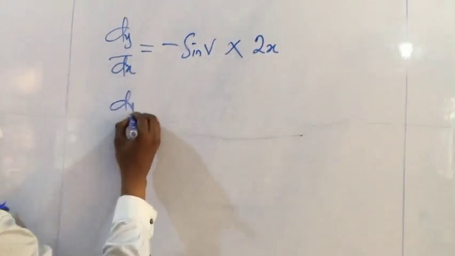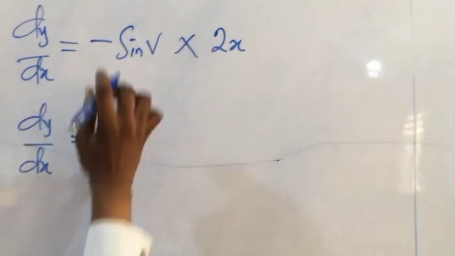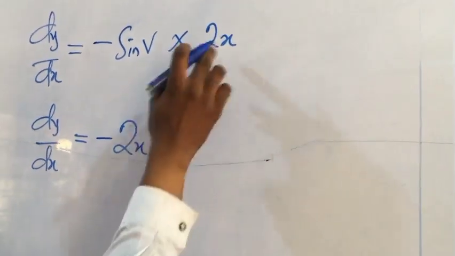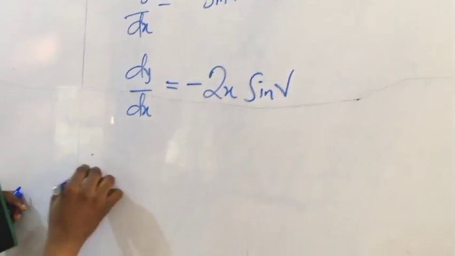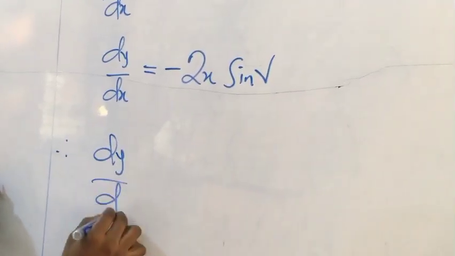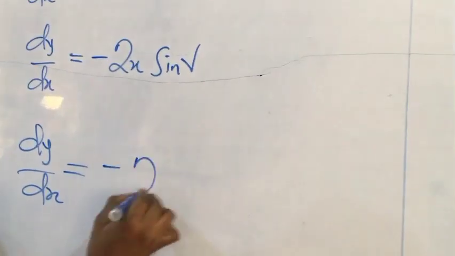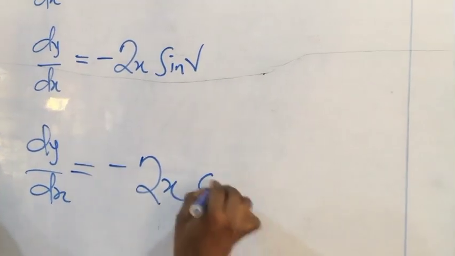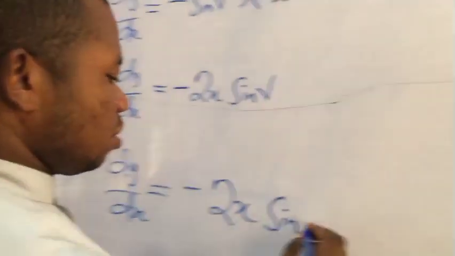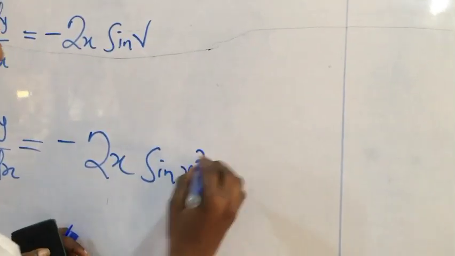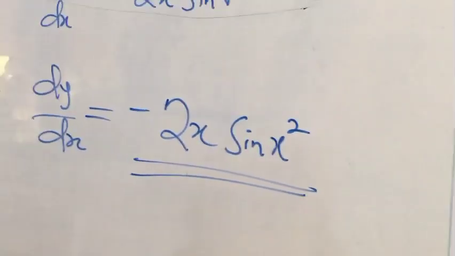So our dy dx is equal to, multiply this by this, that will give minus 2x sine v. Therefore, dy dx is equal to minus 2x sine v. What is our v? We say let v equals to x squared. So that is sine v, which is sine x squared. That is the answer. Thank you.